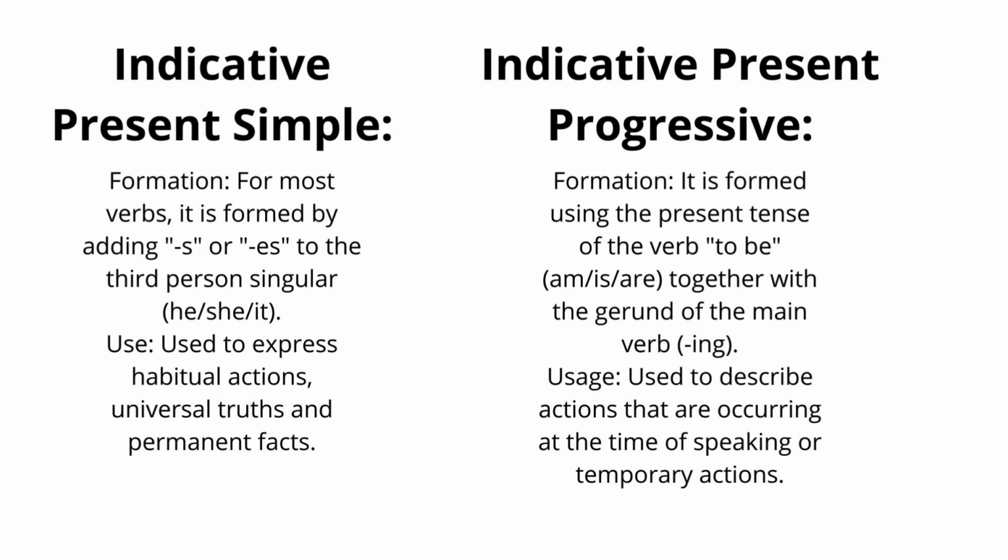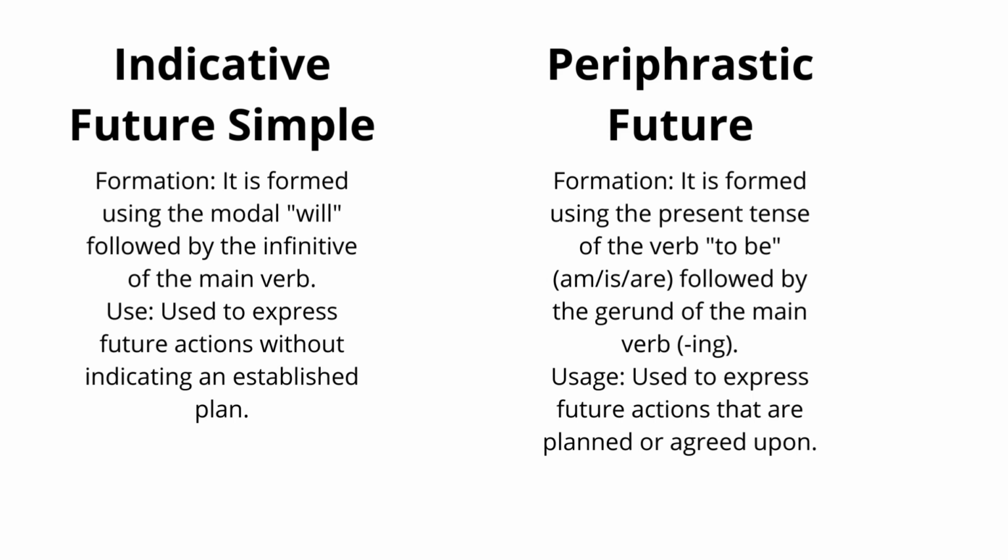Indicative future. Formation. It is formed using the modal will, followed by the infinitive of the main verb. Used to express a future action without indicating an established plan. Periphrastic future. Formation. It is formed using the present tense of the verb to be: am, is, are, followed by the gerund of the main verb, ing. Usage. Used to express future actions that are planned or agreed upon.